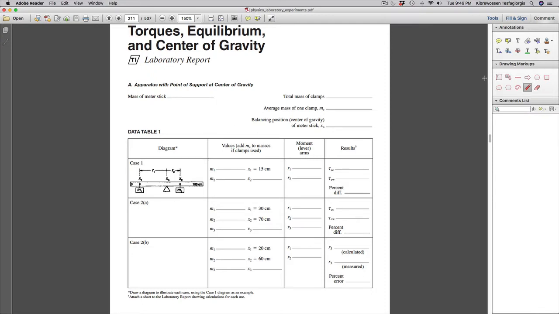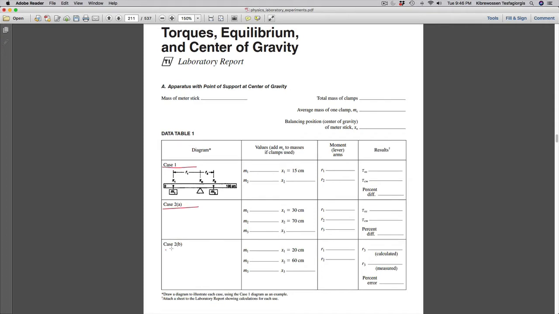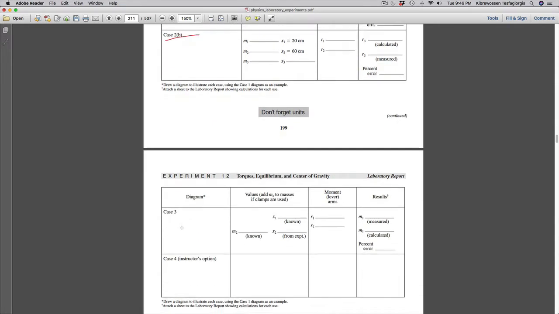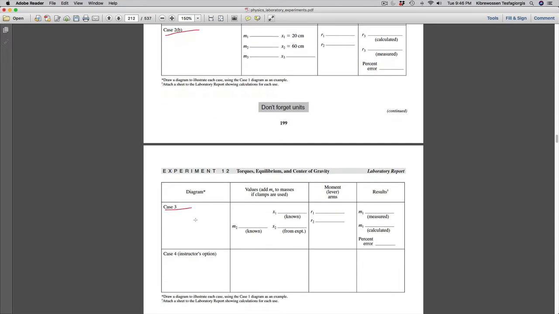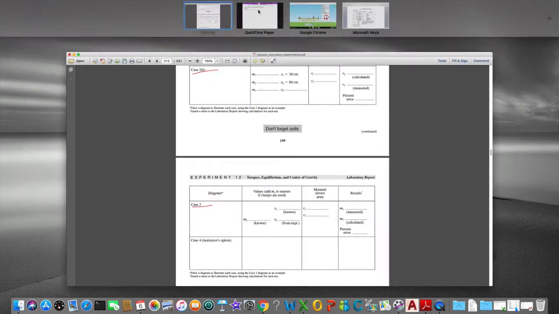So on your lab, what we have here are different cases of trying to balance a given meter stick. We'll try to follow a similar procedure, and we're going to do something similar to case 1, case 2A, case 2B, and case 3. Now I'm going to give you some introduction about the lab and the theoretical background.